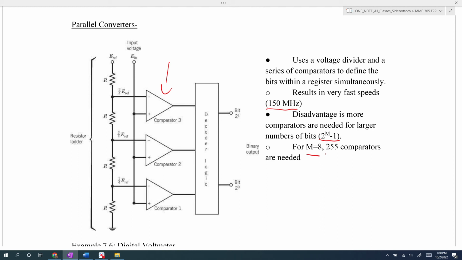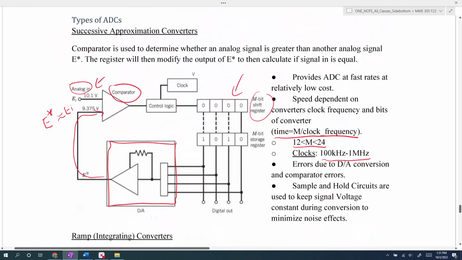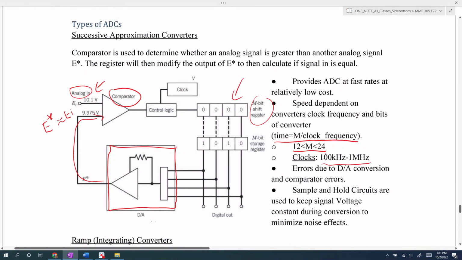In conclusion, what I want to highlight is that the successive approximation converter is probably the most common. It's pretty fast. There are some issues with accuracy due to the sample and holds, the digital to analog converter, and the comparator having some errors associated with them. But overall, it's usually a pretty solid system, with pretty good speed and relatively low cost because it only has a single comparator.